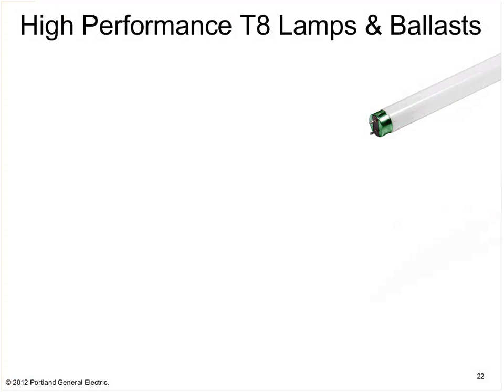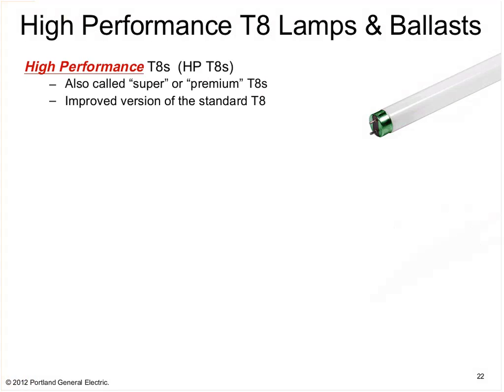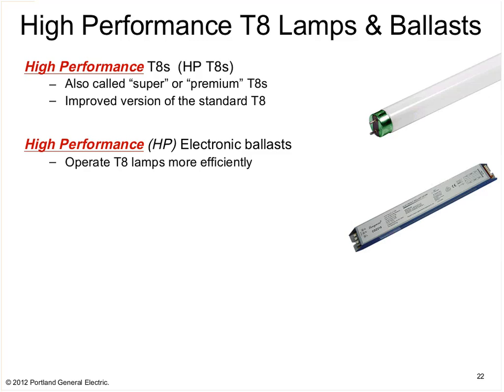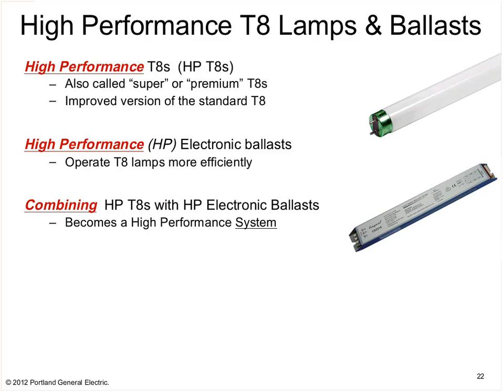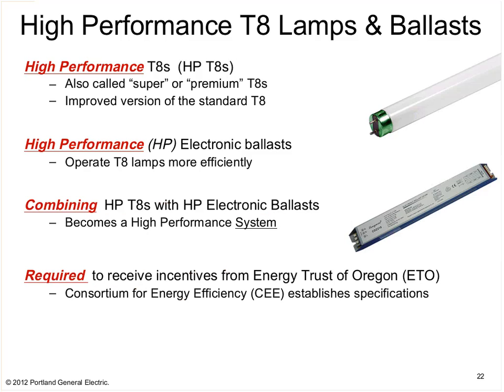So what you want to use is high-performance T8 lamps and ballasts. Sometimes they're called super or premium. It's simply an improved version of the standard T8. The high-performance electronic ballast is going to operate the lamps more efficiently. And when you combine these, you get a high-performance system. So savings of 40 to 50% over T12 is very common. It's important to know that in our service territory, you're going to have to use high-performance lamps and ballast in order to get an incentive. And if you want to find out if your lamp is high performance, this is the website you can go to.